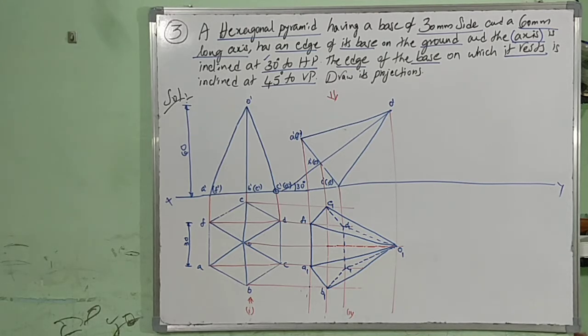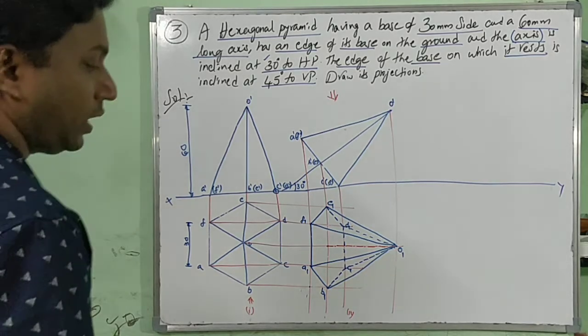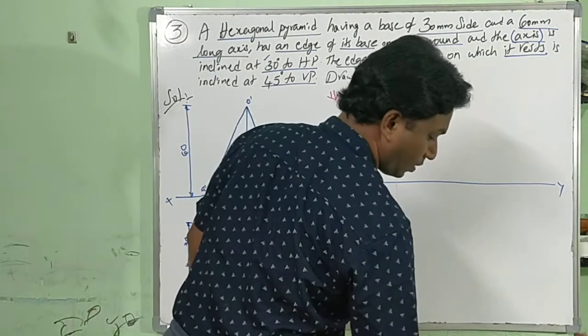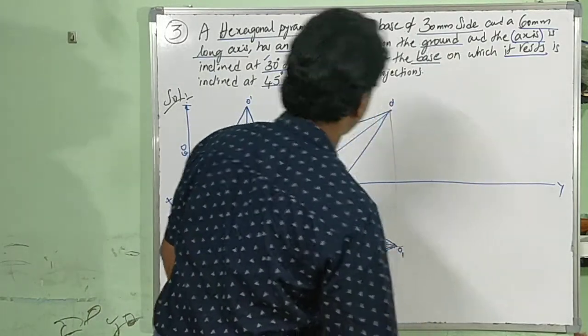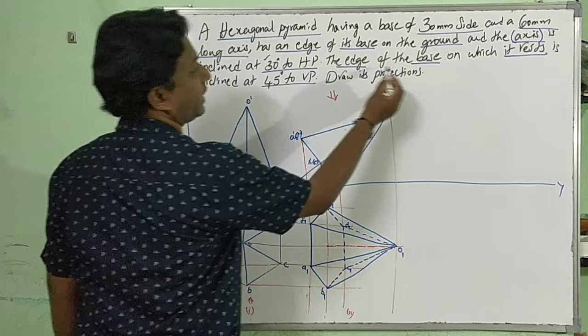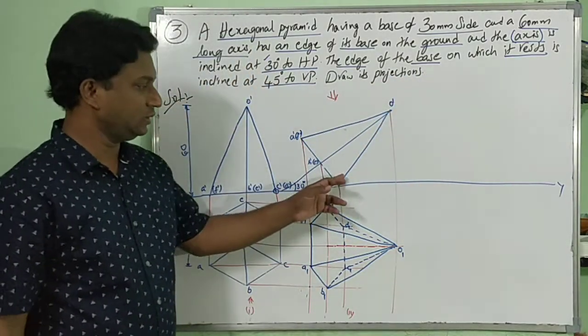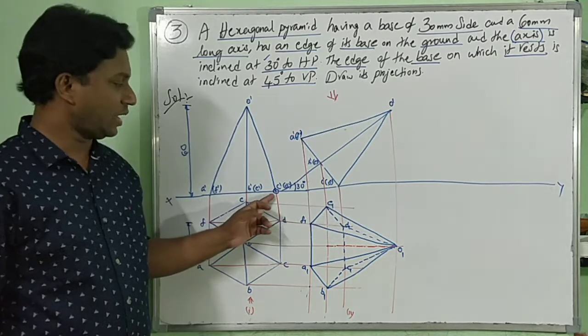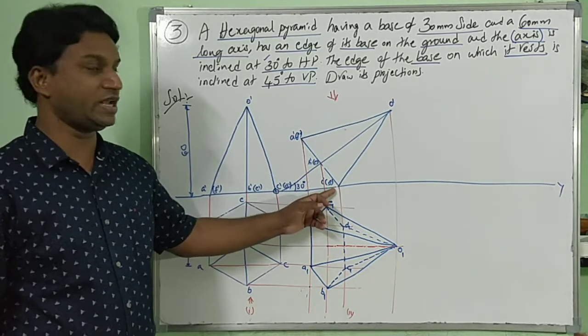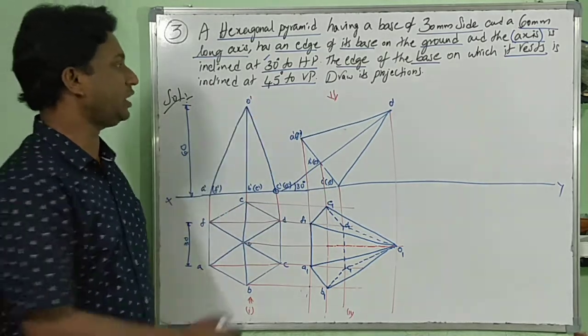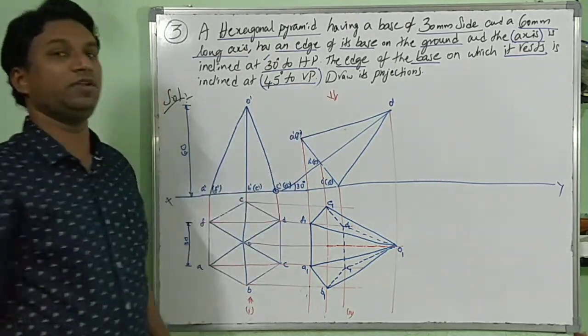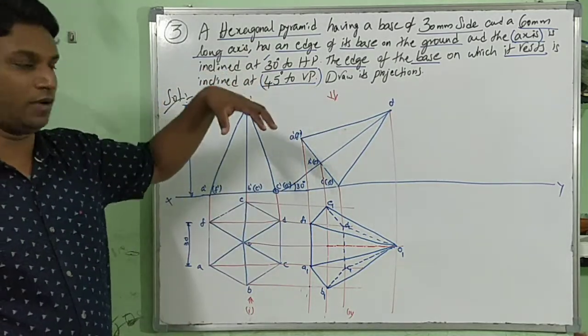In the second stage, we have drawn the angle of 30 degrees to HP. Now, coming to the next, 45 degrees to VP. What is this? It is the edge of the base on which it rests. Which edge is it resting on? I have circled C dash D dash. C dash D dash is inclined at 45 degrees to VP. 45 degrees to VP will be viewed in the top view.